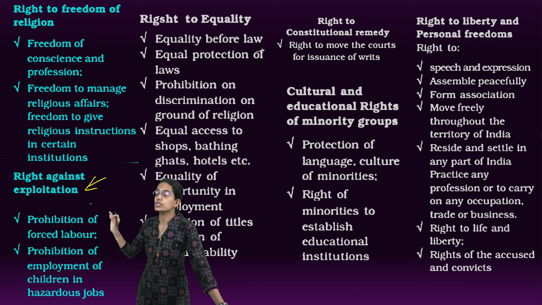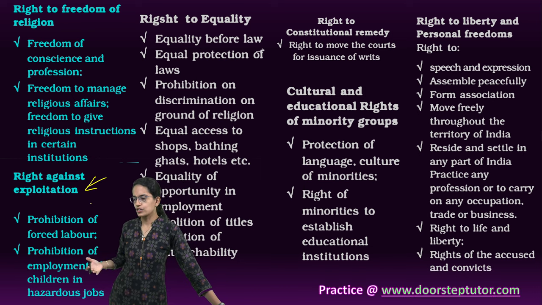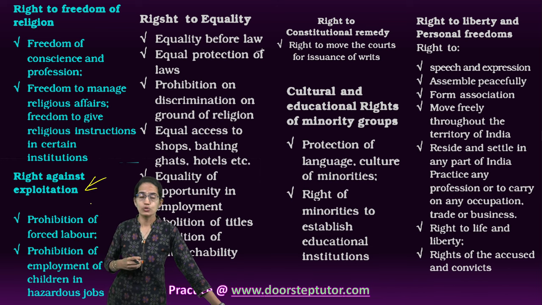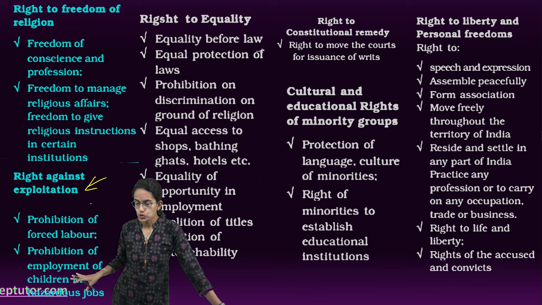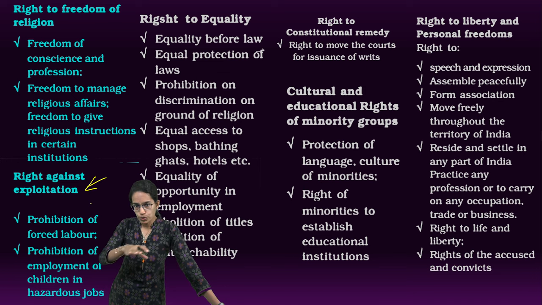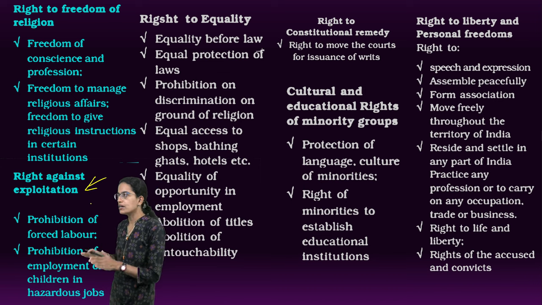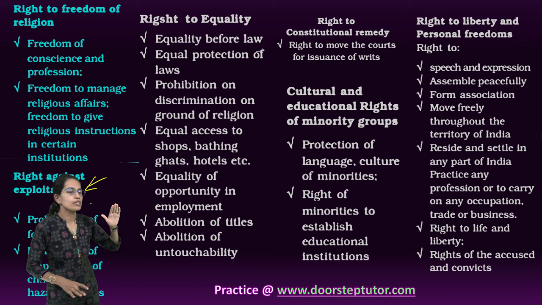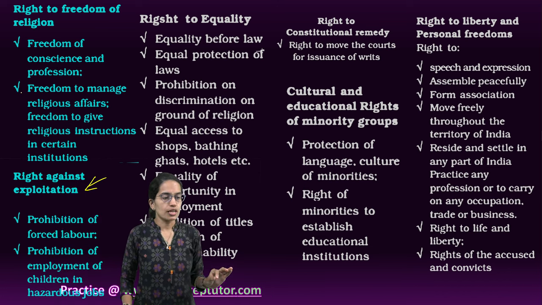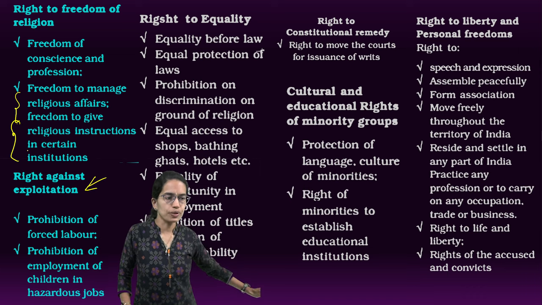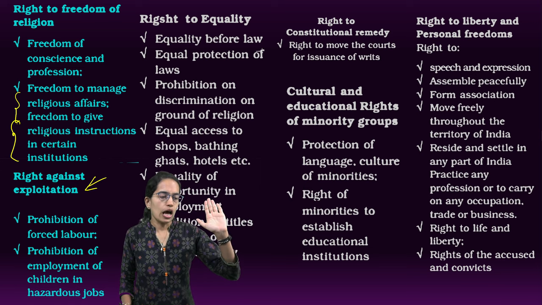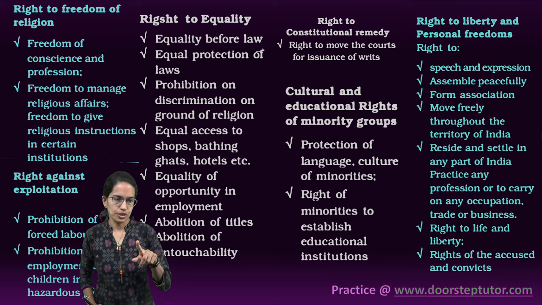Government can impose restrictions on certain specific practices. For example, it could be related to human sacrifice, sati, or bigamy, but only in those cases can a ban be imposed. But otherwise, in the court of law, all stand equal, all religions are from the same faith, and government must extend equal treatment to all religions. Religious affairs are free to manage, and religious instructions in certain institutions are free to be given by that institution. Those are the key things that we focus on under the right to freedom of religion.